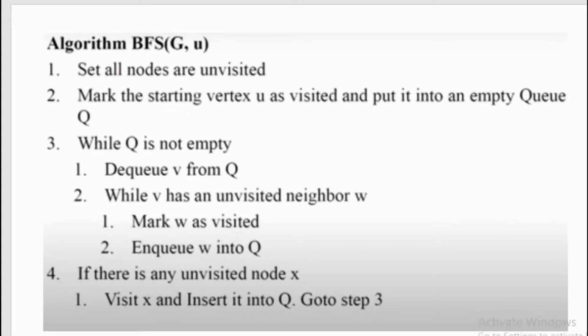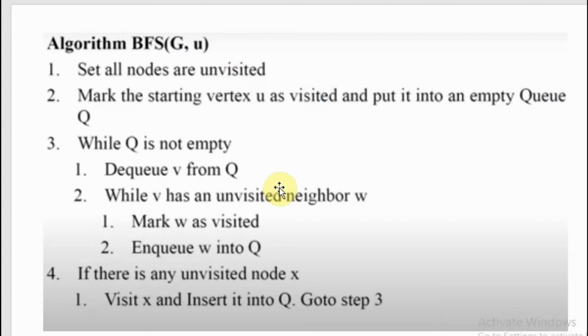Our BFS algorithm begins with setting all nodes as unvisited in the graph. So, algorithm BFS(G, U). The first step in the algorithm is to set all nodes as unvisited. The next step is to mark the starting vertex U as visited. I told you that we have to take a source vertex. So we take that source vertex, suppose the name is U, and you have to mark it as visited.